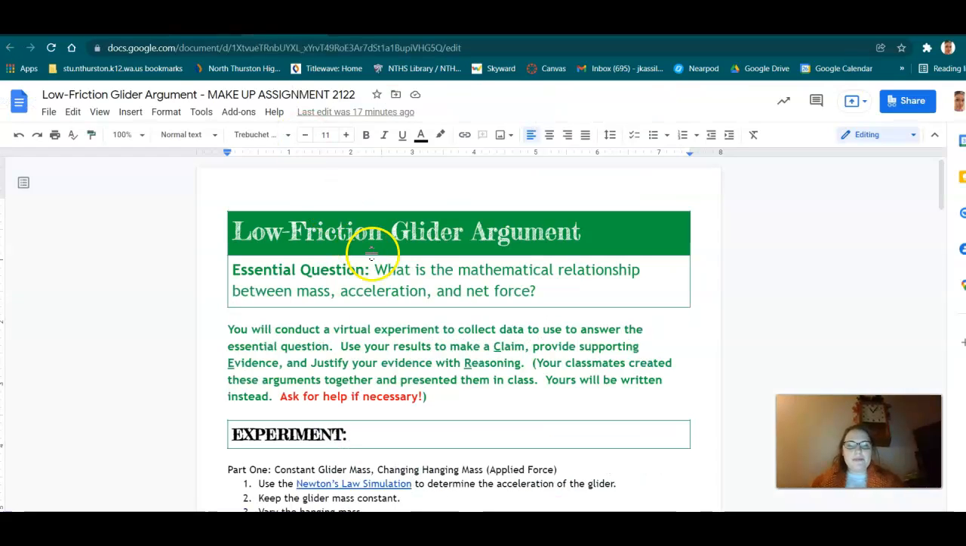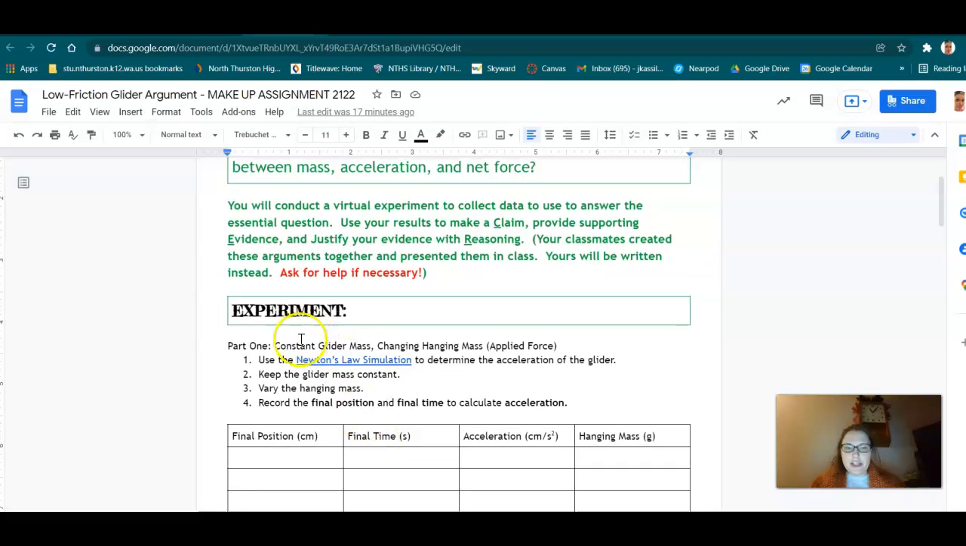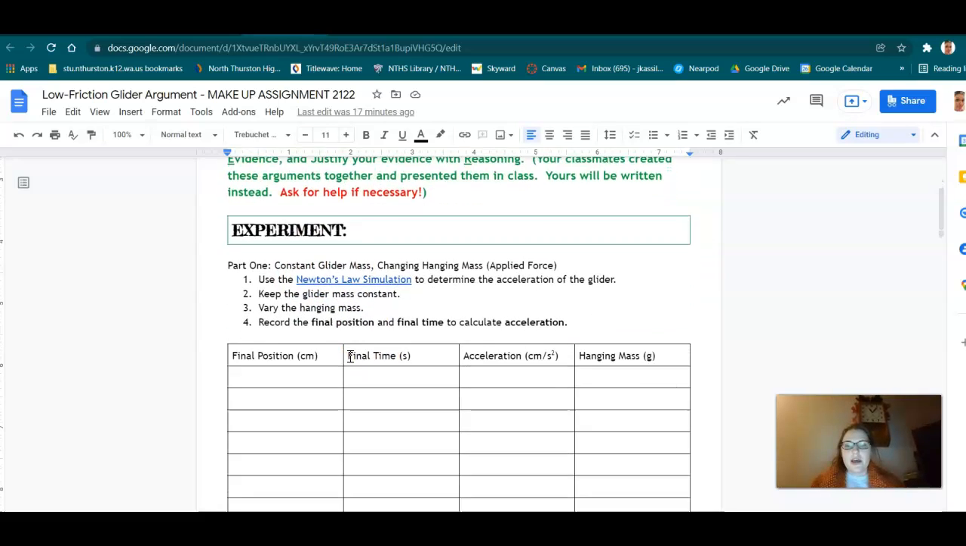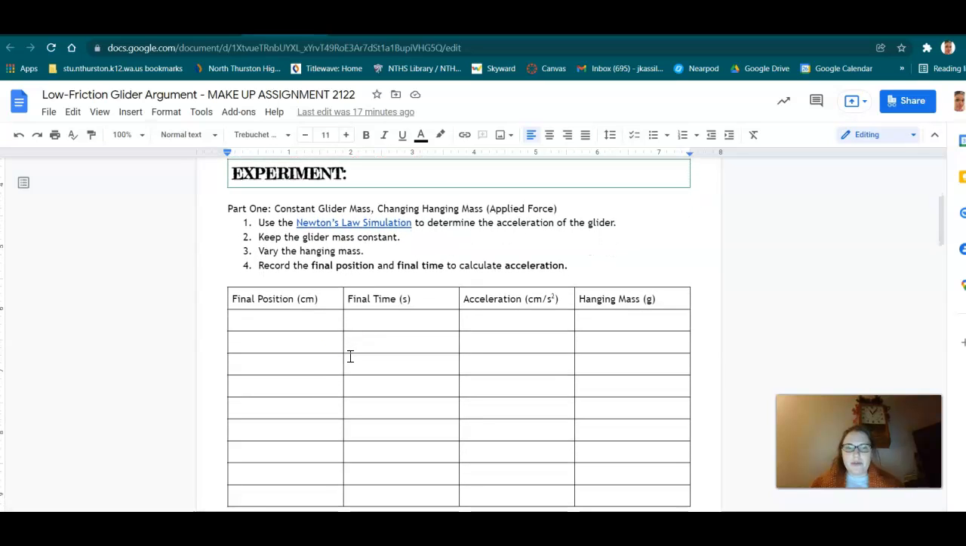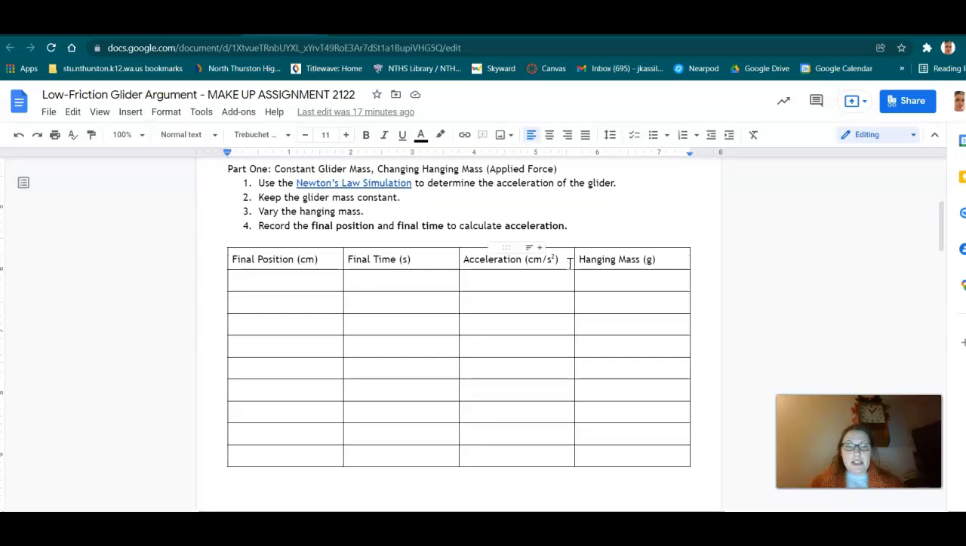Your lab document has you use the same simulation that we've used sort of as our pre-lab beforehand. You'll notice I've set up a data table for you. Please read the procedure. This is the most critical skill in doing almost all learning: can you read directions and follow through with them?